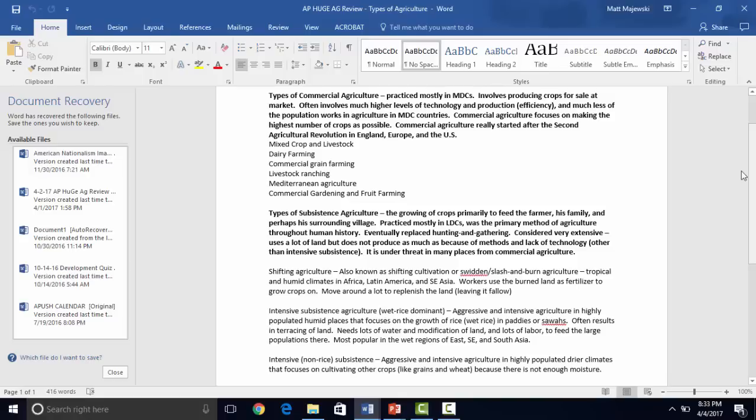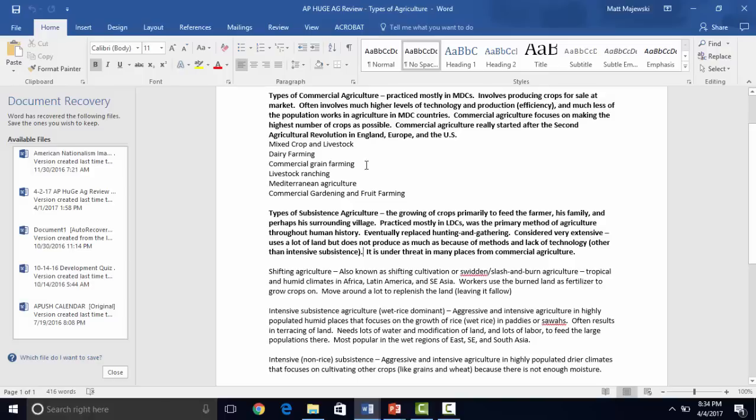Now, first, it gives characteristics of commercial ag. It's mostly practiced in MDCs. It usually involves producing crops for sale at the market, not for your own use. It often involves much higher levels of technology and efficiency of production, and much less of the population works in agriculture in these countries. Commercial agriculture focuses on making the greatest number of crops possible on the land, for sale, for profit. It really started after the second agricultural revolution in Europe and the U.S., when those countries had an abundance of crops more than they needed.